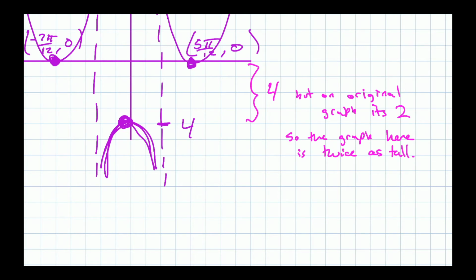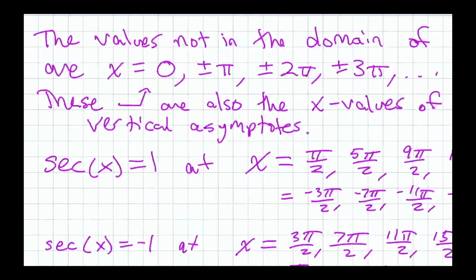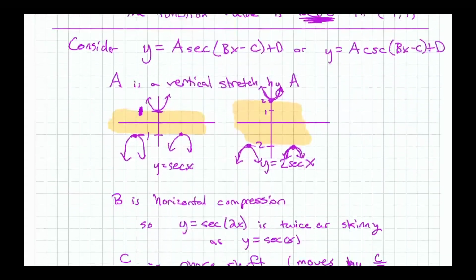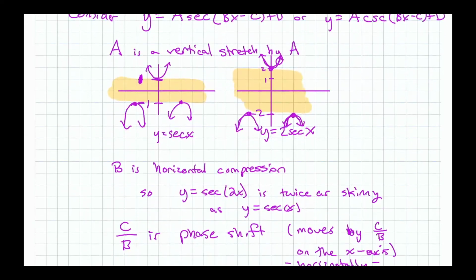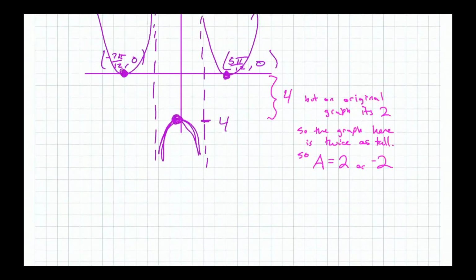All right, what does that mean? Well, that means that the A has to be 2, or technically it could be -2. Why? Because it needs to be twice as tall. Twice as tall means you multiply by 2, right? That's what the A does. The A is a vertical stretch by factor. Okay, so we got that. So we already know A.